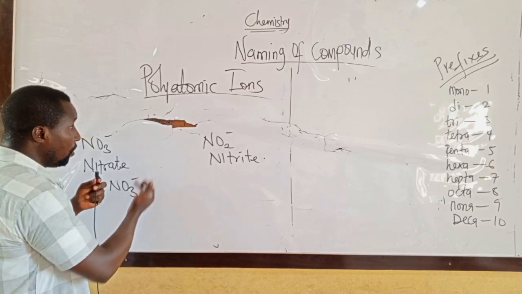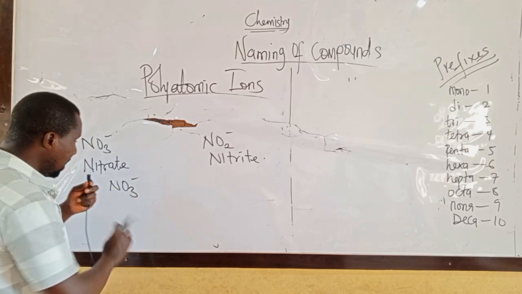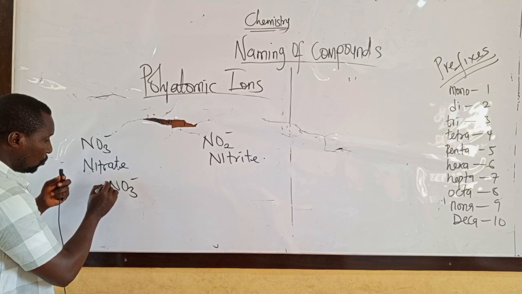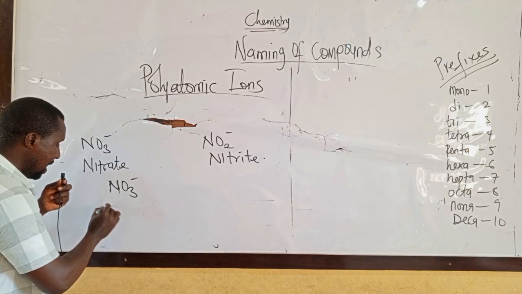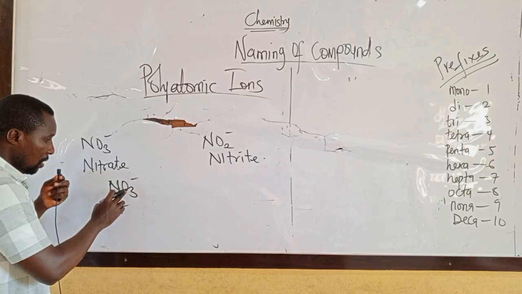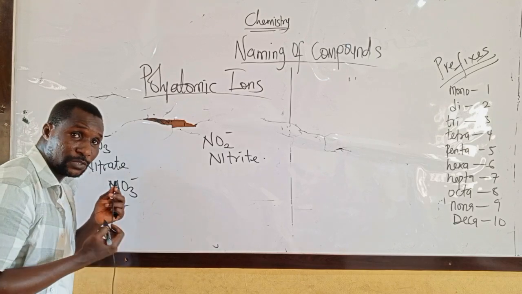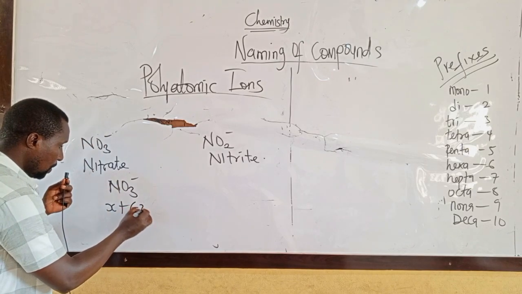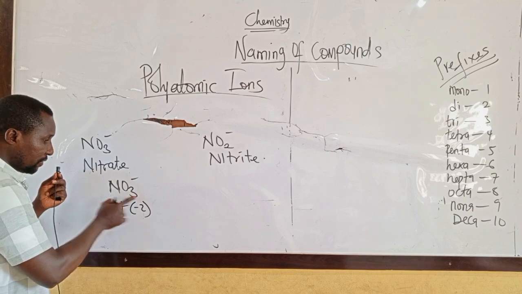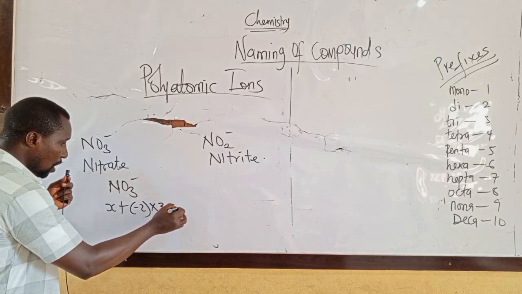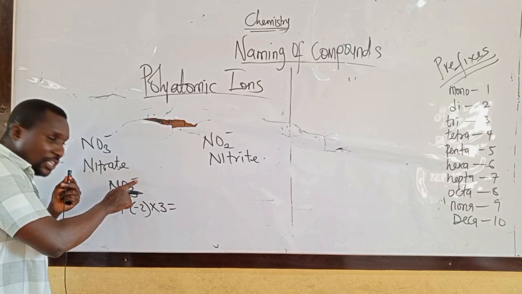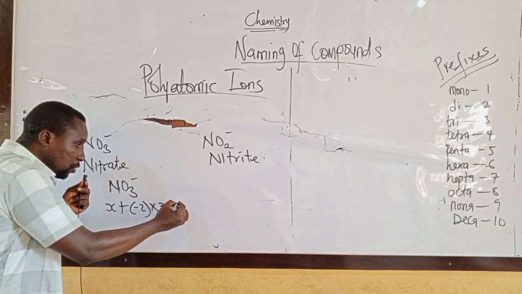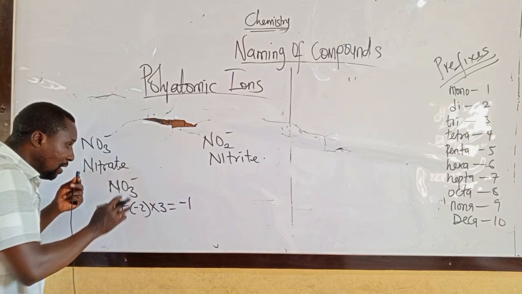But let us look at one of our polyatomic ions. How can we calculate the oxidation number of nitrogen in this? The oxidation number of nitrogen is unknown, X, plus oxidation number of oxygen, which I told you is minus 2. How many oxygen do I have? Times 3. Equal to, this one is not a neutral compound. This one carries what? Charge. It will be equal to that charge, which is minus 1.